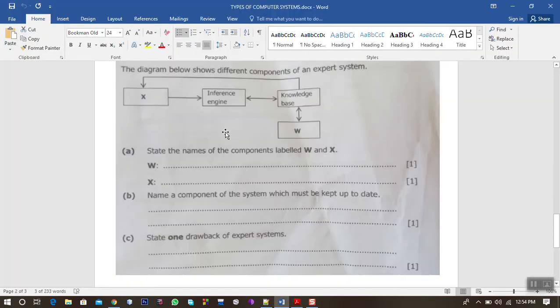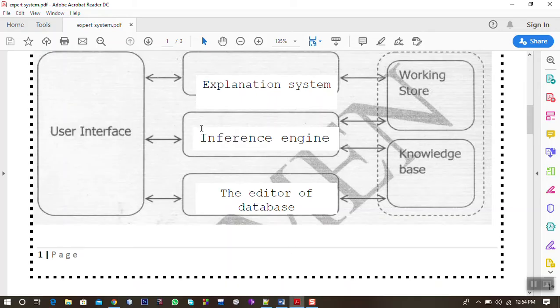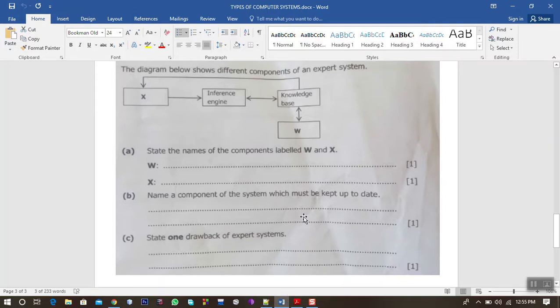Where we have the W there, this is where the user interface is supposed to be, as can be seen from this diagram. So this is the user interface. Then on the other hand, we've got the working store and the knowledge base. Looking at this question, there is just the knowledge base. What is missing is the working store.